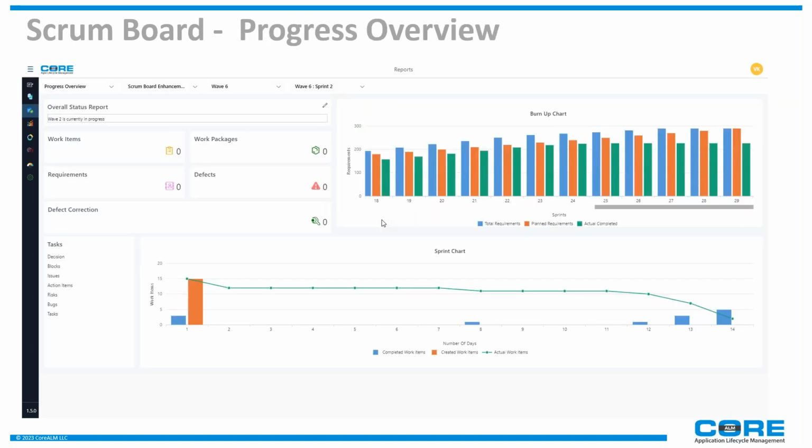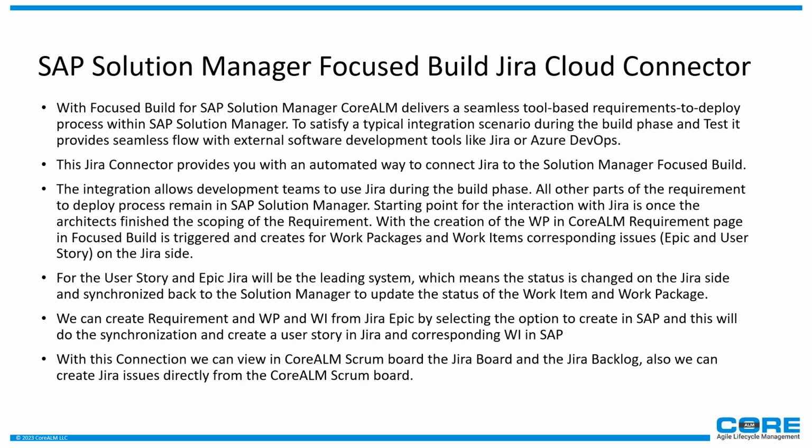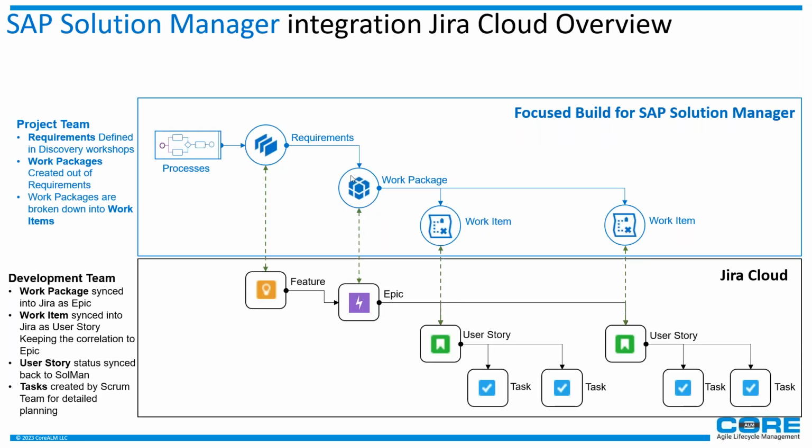There is multiple reporting. This is just one. There's a lot of reporting that comes out of the Scrum board. This is just a progress overview, high level reporting. But there is sprint reporting, wave reporting, detailed task reporting, multiple traceability reporting, testing reporting, and so on. When I go to the Jira connector, there are slides with all the details here, but if you request, we can send you the slides and you can read them. So Solution Manager and Jira integration: we have integration with Jira on site and Jira on cloud.